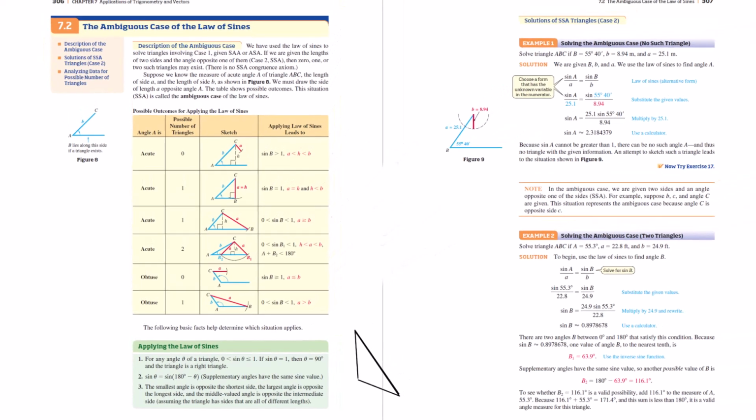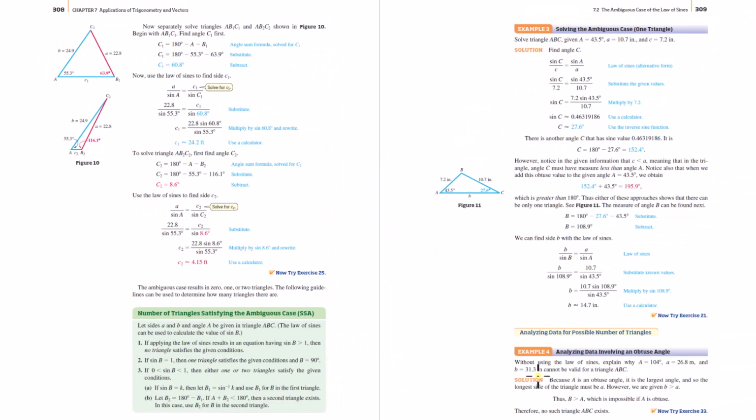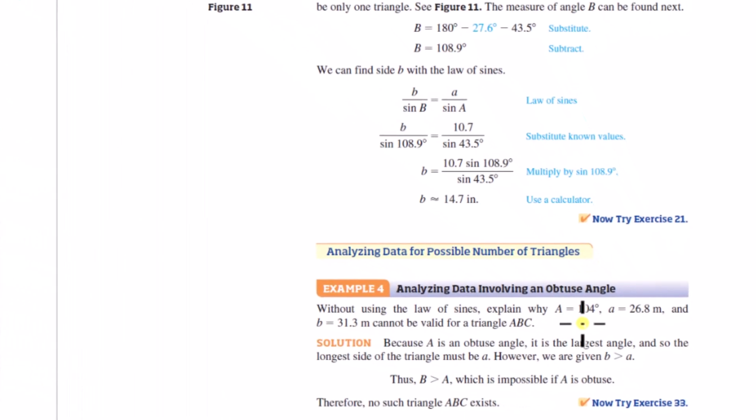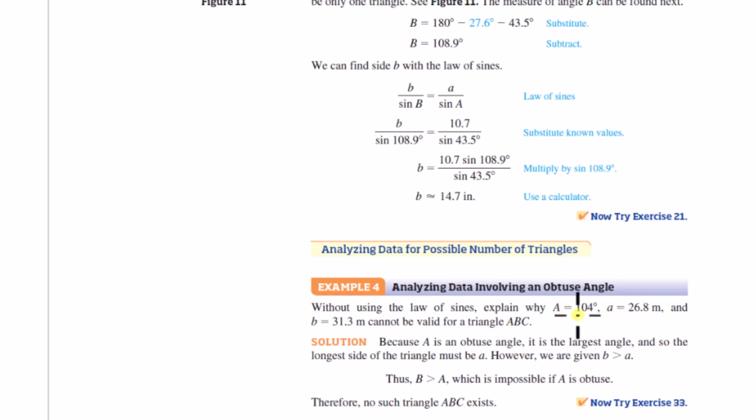So if we come to this last example, it says, without using the law of sines, explain why, given that A is 104 degrees, with this angle and these two side lengths, this cannot be a valid triangle. We've got side-side-angle, because this side is opposite this angle. So it's the ambiguous case of the law of sines, with the angle we have being obtuse. They're saying we don't even have to use the law of sines. We can see by inspection that this is the no solution case for the obtuse angle.